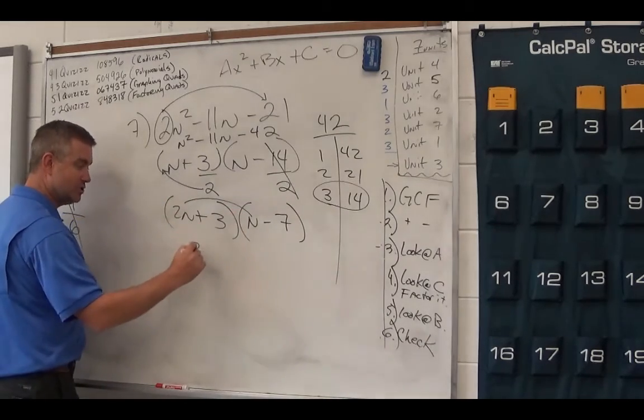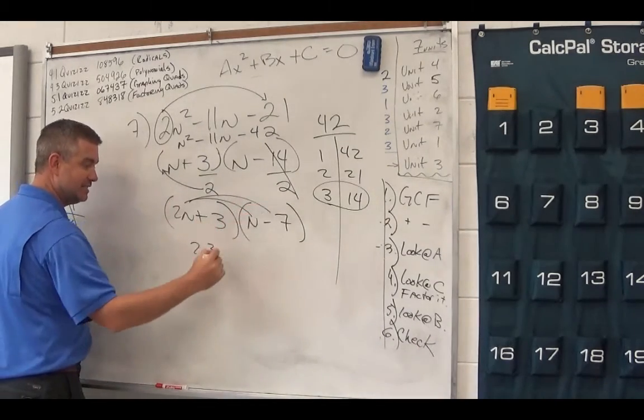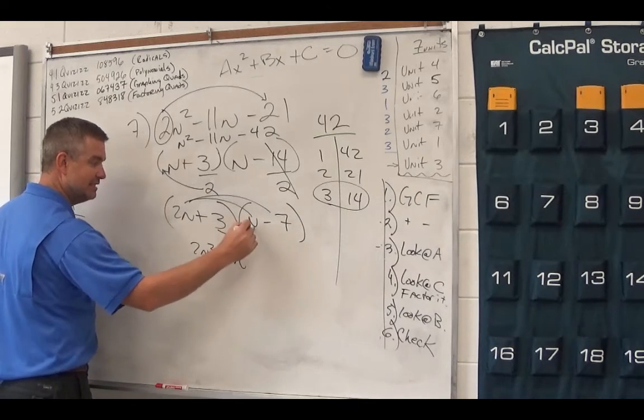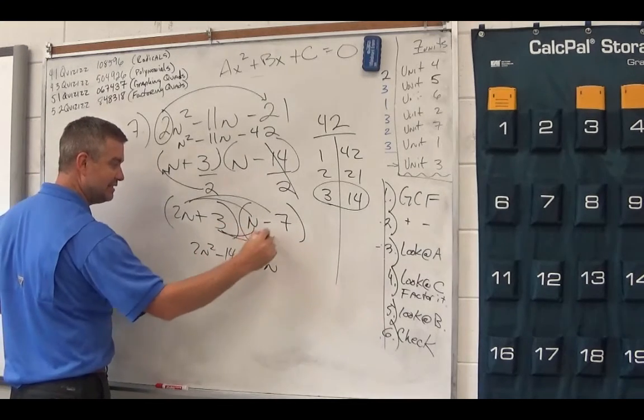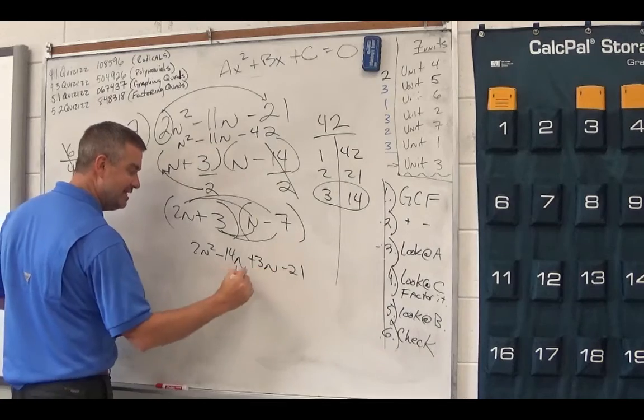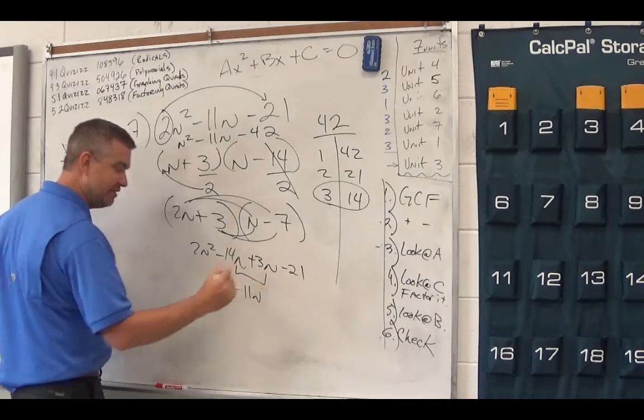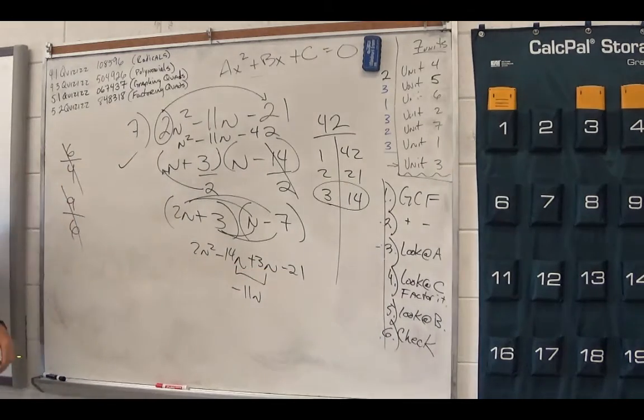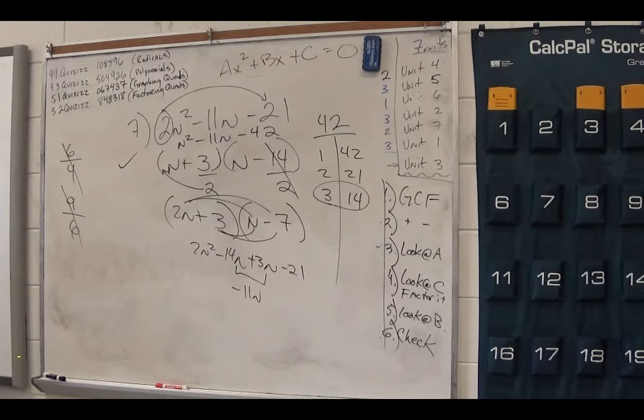This times this is 2n squared. This times this is negative 14n. This times this is plus 3n. This times this is negative 21. These combine to give us negative 11n. So it checks. Okay? Questions?